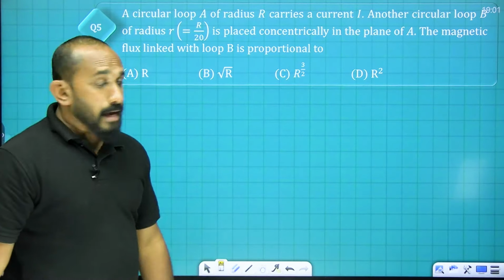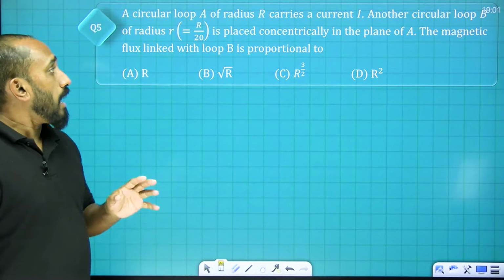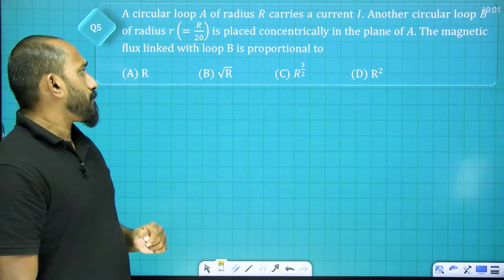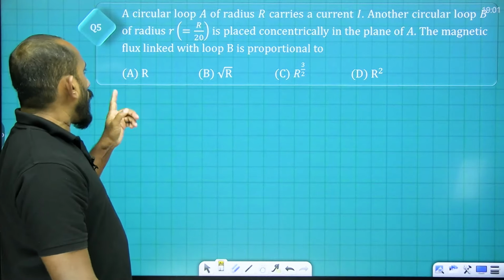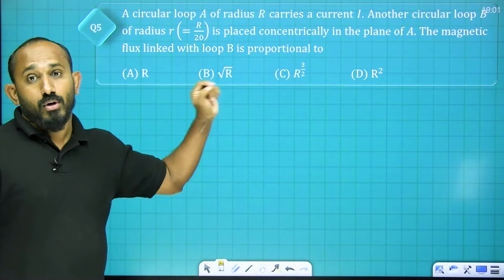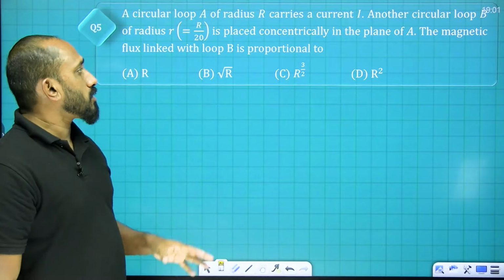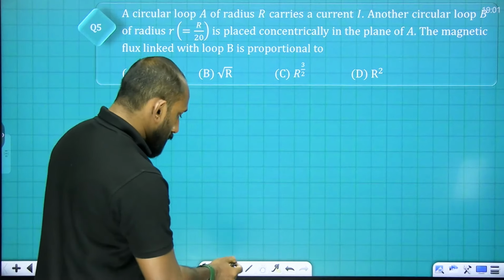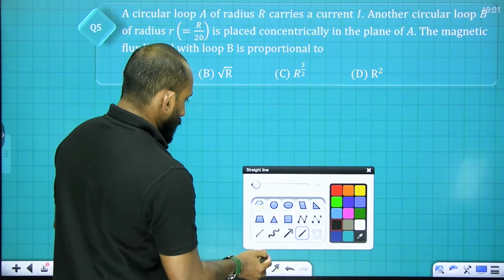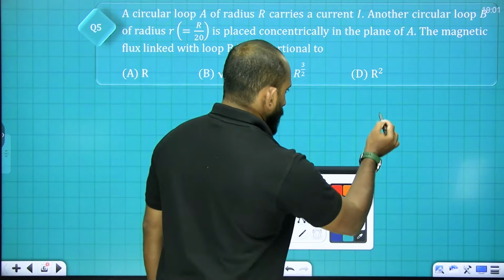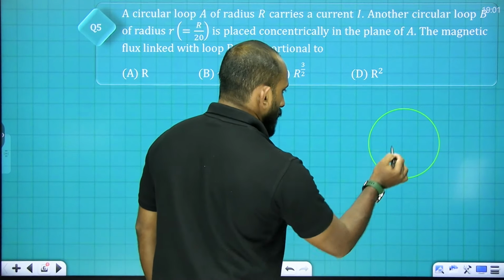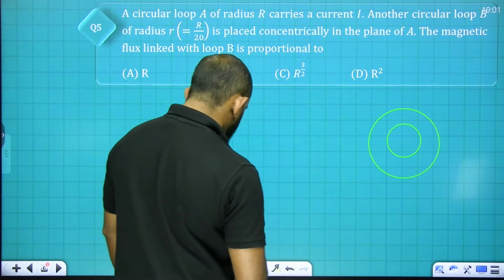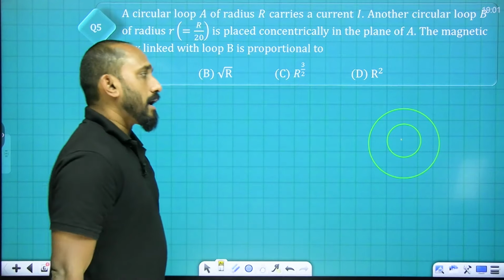A circular loop A of radius R carries a current I. Another circular loop B of radius r equal to R by 20 is placed concentrically in the plane of A. So two circles are kept in the same plane and concentrically.